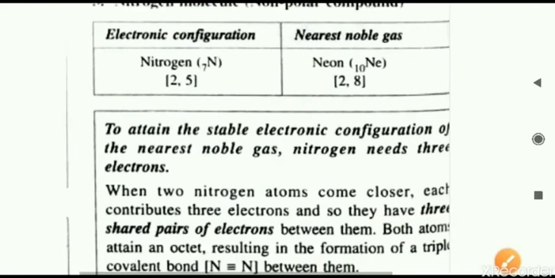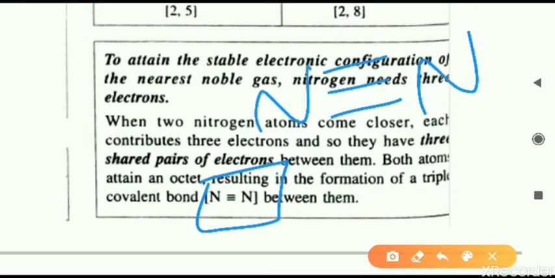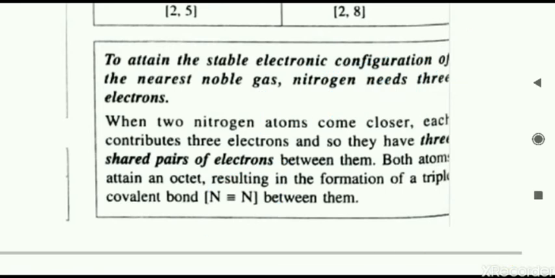So the purpose is actually that they have to share 3 electrons to attain the noble gas configuration. If they have to share 3 pairs of electrons, that means it will lead to the formation of a triple bond. So both the nitrogen atoms will form a triple bond. One covalent bond means 2 electrons are shared. Two covalent bonds means 4 electrons are shared, and a triple bond means 6 electrons are shared. 6 means 3 pairs of electrons.